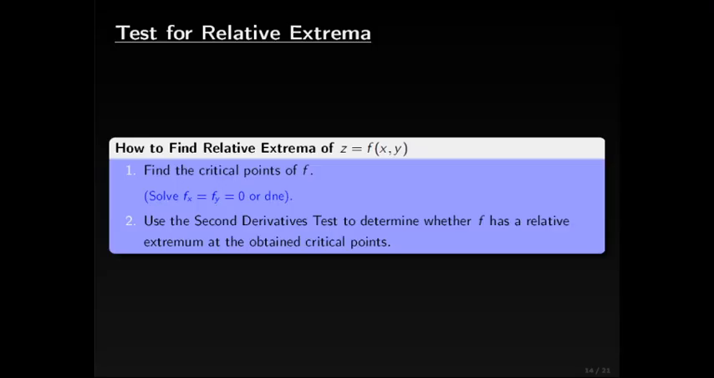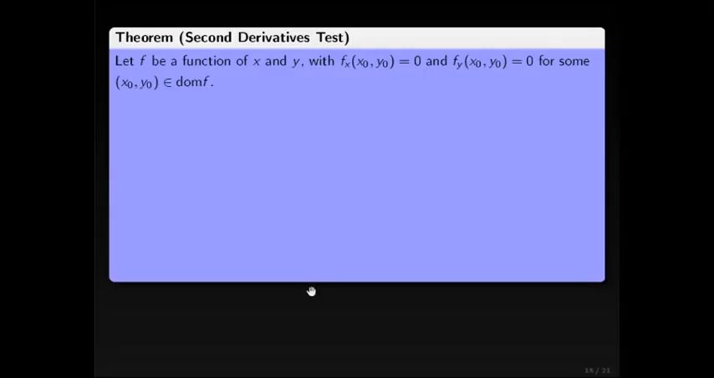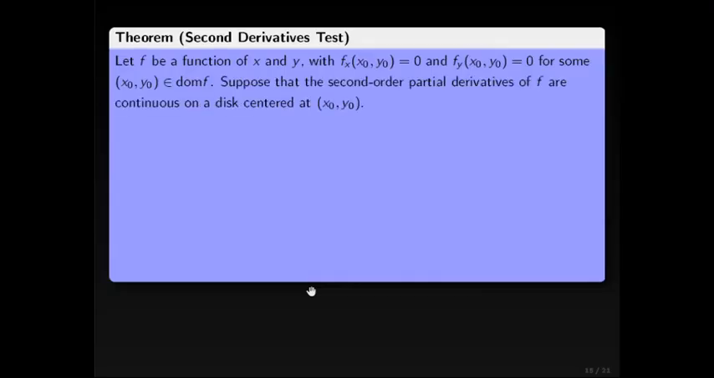Now, the second derivatives test for functions of two variables is a little bit more complicated than its single variable version. So here is the second derivatives test. Let f be a function of x and y with fx at the point x naught, y naught equal to 0 and fy at the point x naught, y naught equal to 0, where x naught, y naught is a point in the domain of f.